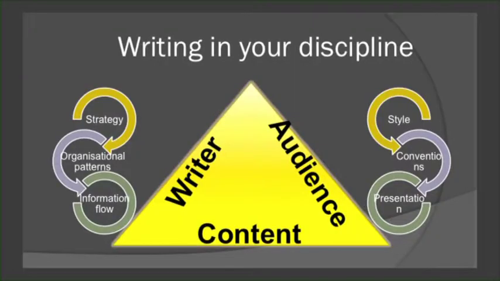Okay, so what I'm going to share with you now is a model of writing, just a simple triangle, and we're going to look at the three sides of the triangle, just as a way of thinking about what we are dealing with and what we're doing when we write in terms of research. Bottom of the triangle is content. That's what we really think about when we think about research. We think about reading, finding out stuff, writing it up.